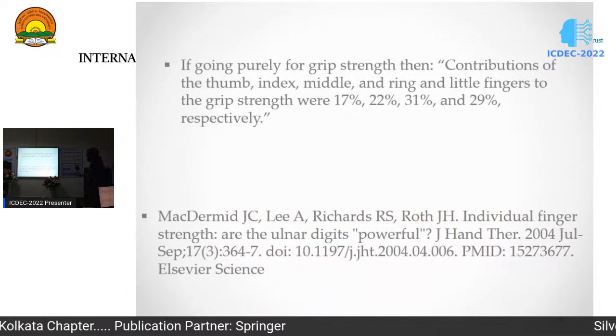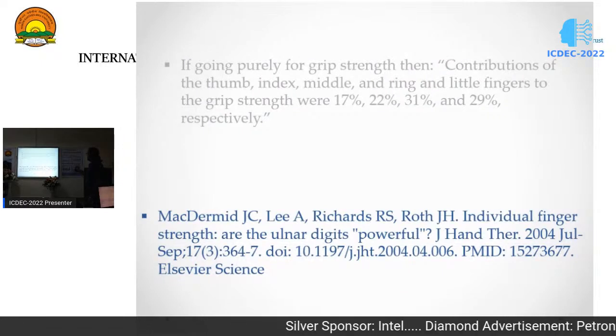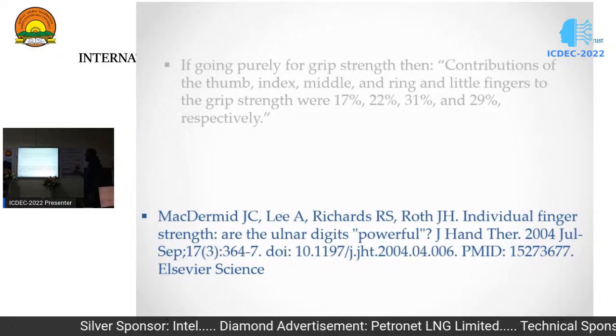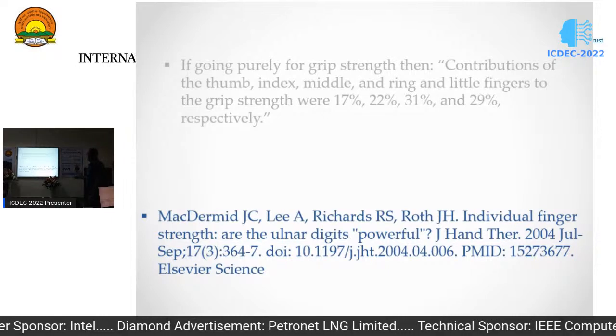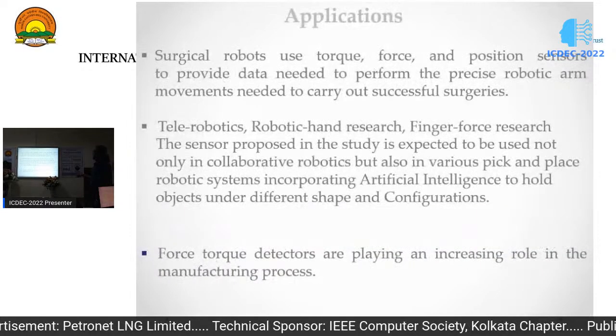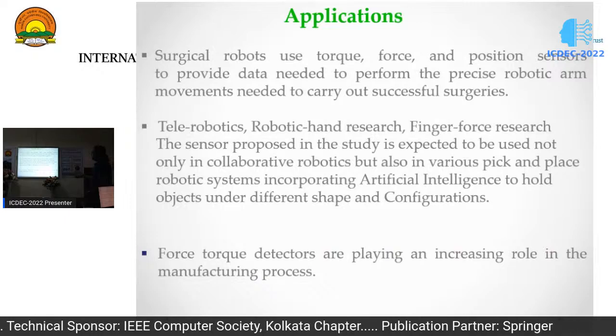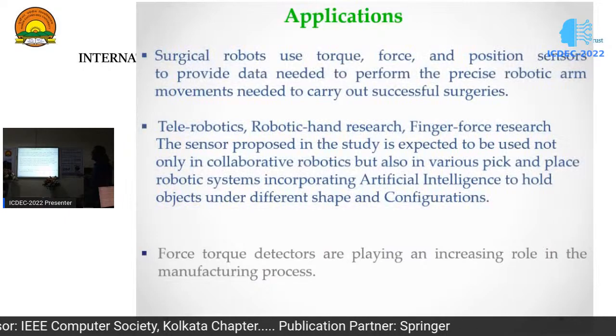And for that, I have taken the reference from this paper, from an Algerian science paper. If you are going for grip strength, the contribution of the thumb, index, and middle and ring fingers are 17, 31, and 29 percent respectively. Then the applications: surgical robotics and manufacturing processes. I will summarize them first.